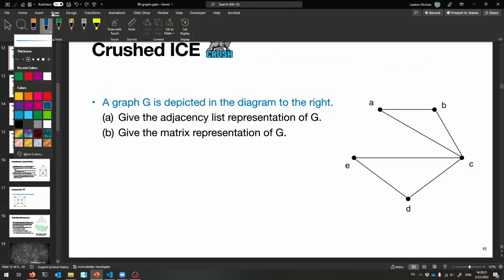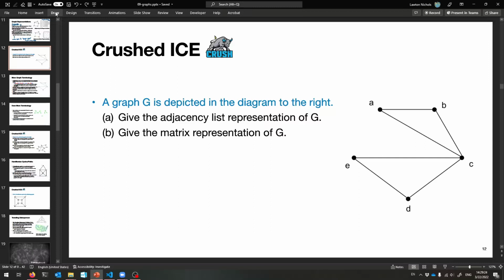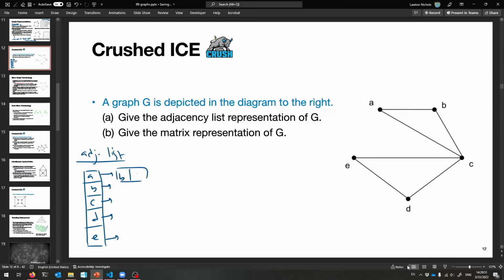Okay, so let's do the adjacency list first, because that one's not too bad. It's always a map between keys, which are the names of these vertices, so A, B, C, D, and E. And then it maps to a list of all the things that are connected. So A is connected to B and C. Those are the edges, so the list holds B and C. Then B has edges going to A and C, so we're going to store A and C right there.